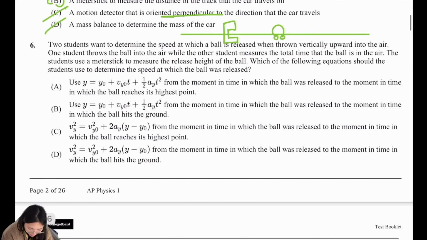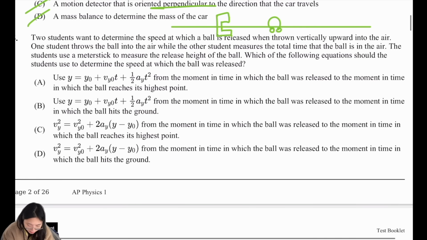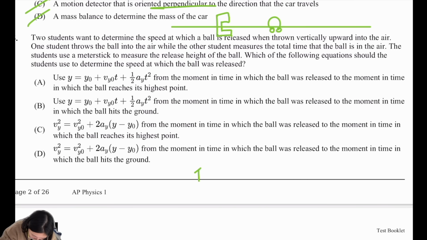And the next question: students want to determine the speed at which a ball was released when thrown vertically upward into the air. So the ball is released, but it's thrown vertically upward. So its initial velocity is pointing upward, and then its velocity gradually decreases until it comes to a stop, and then it starts to move down until it hits the ground.